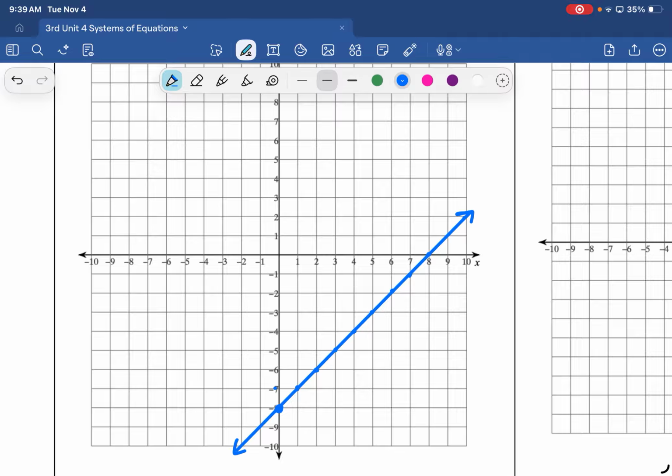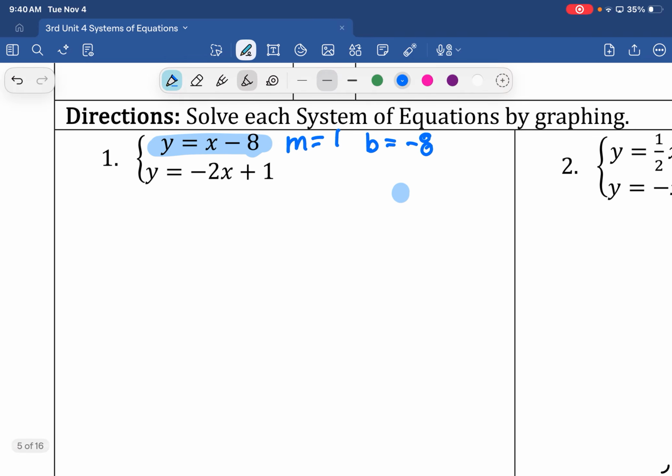I tend to put a few more points on these solely because I've got to find the solution, so I want my line to be as accurate as possible. Okay, now for the second equation, we have y equals -2x plus 1. What is our slope for that second equation? -2. What is our y-intercept for that one?